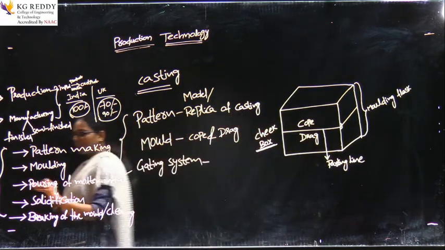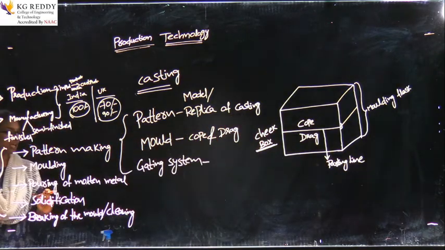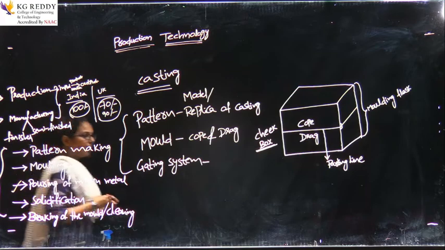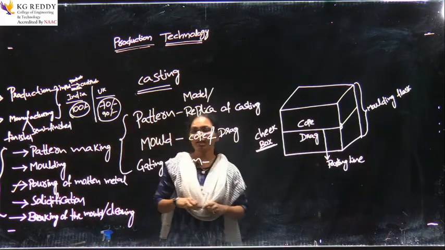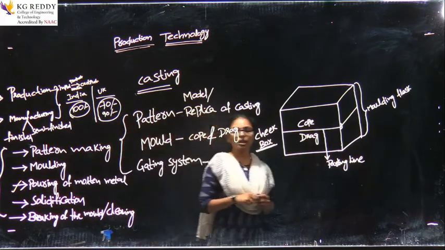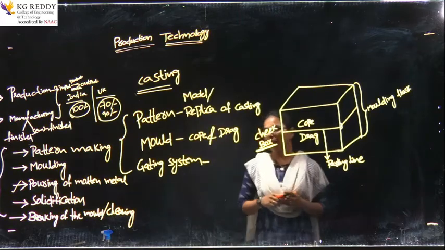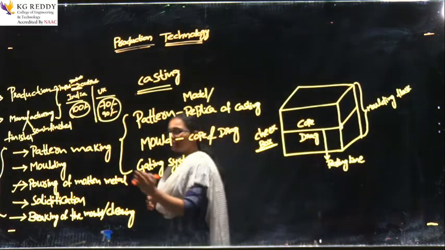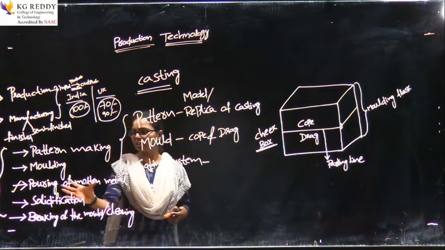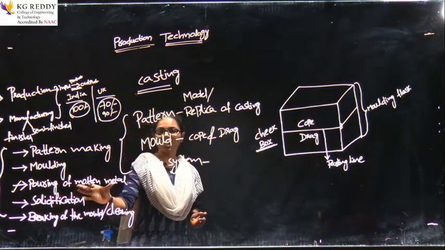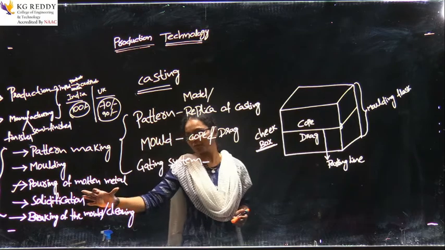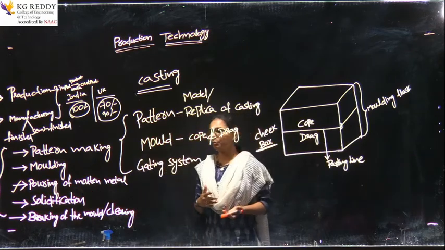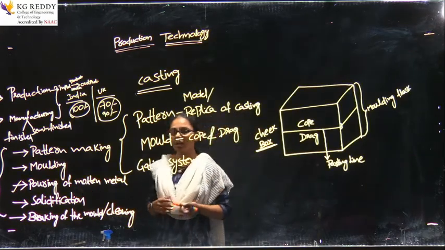That is the third step here, called pouring of molten metal. In this stage we are completely melting the material from one state to another, from solid to liquid state. That is why it is called molten metal, meaning we melt the material above its melting point.